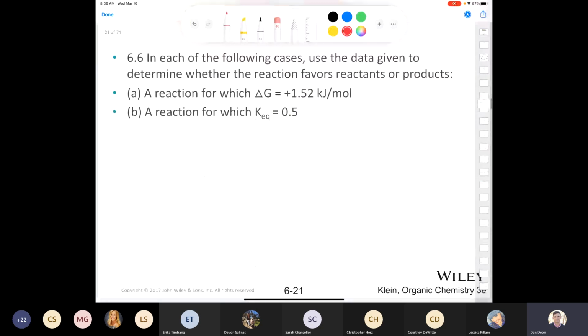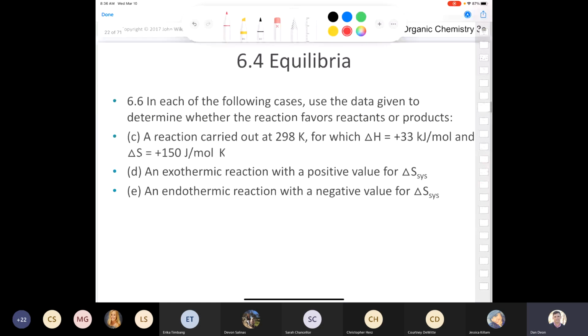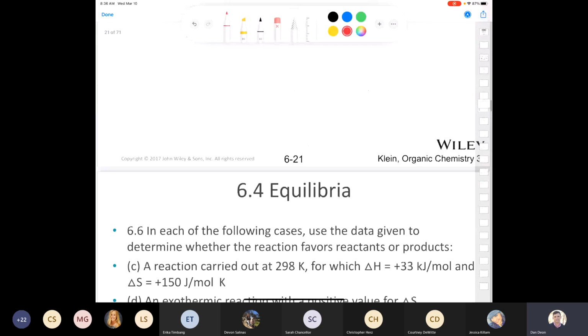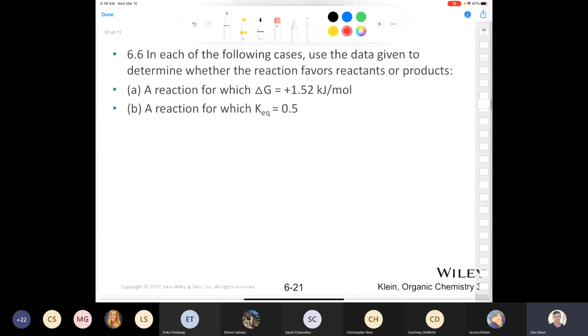All right, let's take a look at some cases here. This is question 6.6. These questions, you could have been asked these in chemistry 1411 at UCCS. Every single one of these questions from question 6.6 is really a review. It just says, in each case, use the data to determine whether the reaction is going to favor the reactants or products. I'm going to ask my students about A, is this going to favor reactants or products?